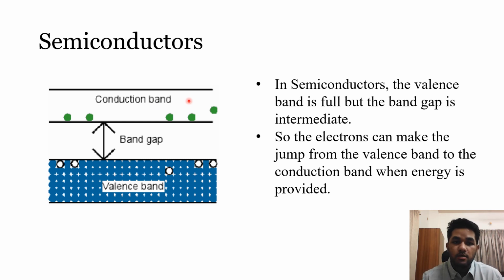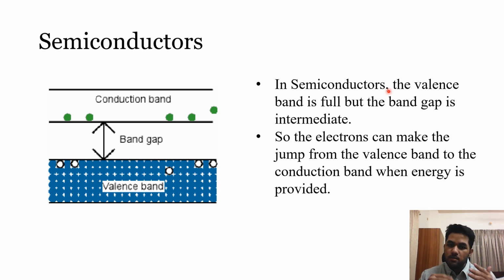And then we can see the energy band diagram for semiconductors. In semiconductors, the valence band is full, but the band gap is intermediate, which means the band gap is not so huge as in insulators, but exists in an intermediate size. As we saw, in conductors the band gap was very small or non-existent, which allowed the electrons to move from the valence band to the conduction band very easily, and they could do it at any time.